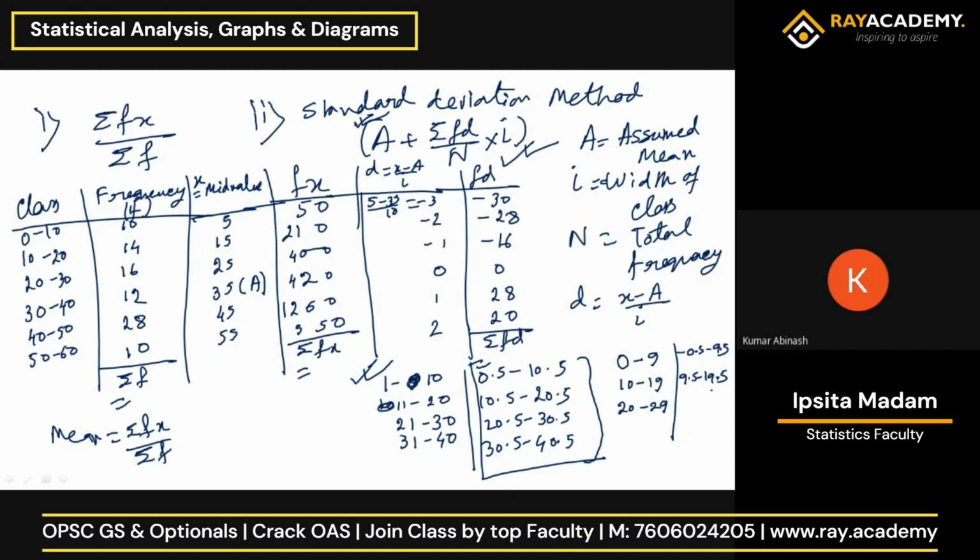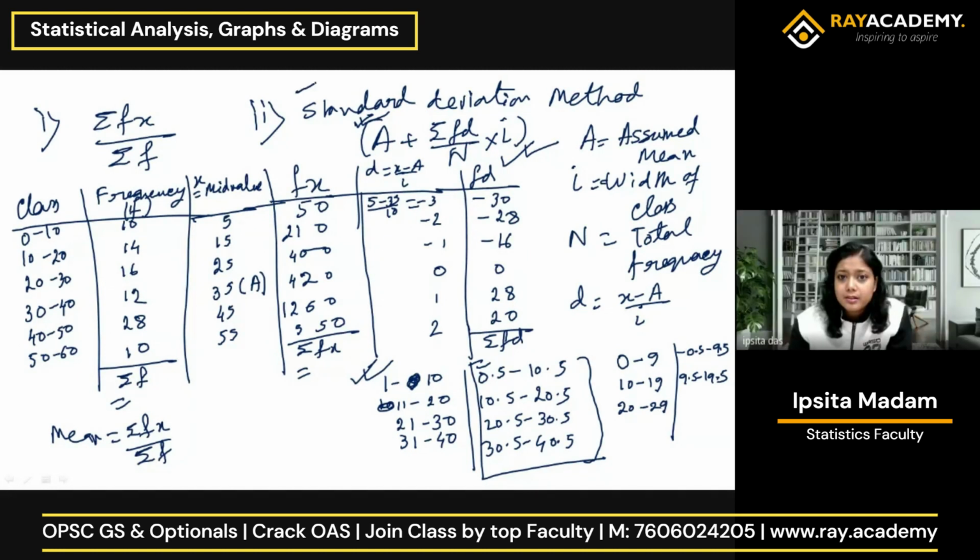Ma'am, in the summation of fx, we found the value of d and fd. When your question does not mention the standard deviation method, you follow this up to this column, 1 2 3 4. But in your question it is mentioned that for the standard deviation method you need not follow the fx. Just take class, frequency, mid value, then d and fd. Okay, ma'am, we followed one table just for showing an example. Clear?